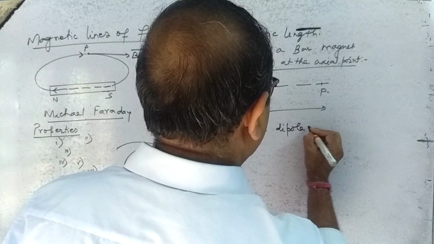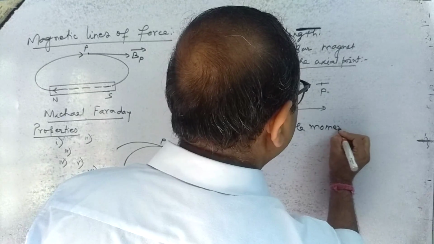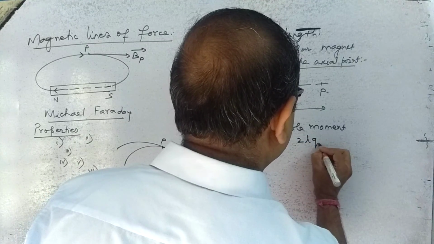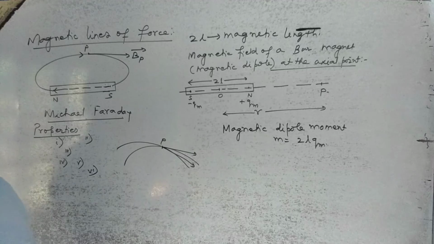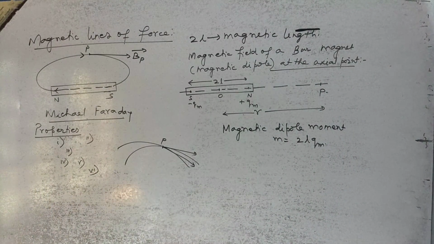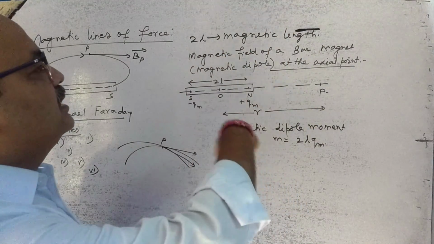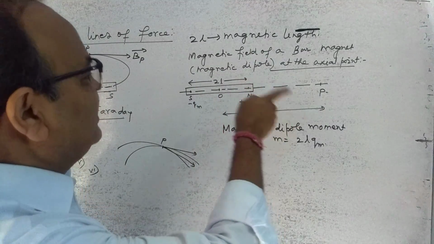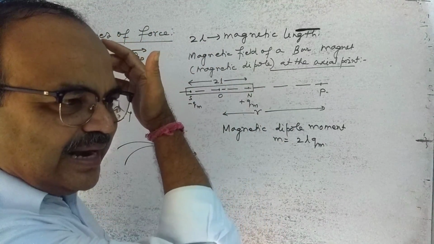I write the dipole moment, which may also be called the magnetic moment, is 2L QM. I have told you in the last class. You can check my previous notes. You will get it very easily. Followed? In this way we have introduced the magnetic dipole. In the next lecture, I am finding out its magnetic field at the axial point.